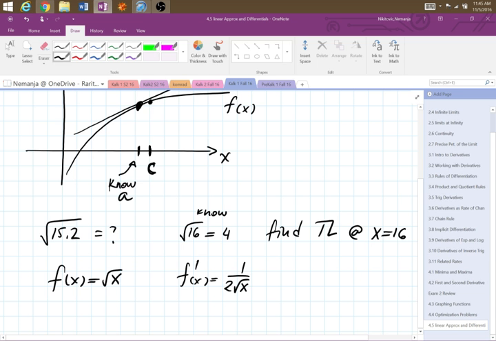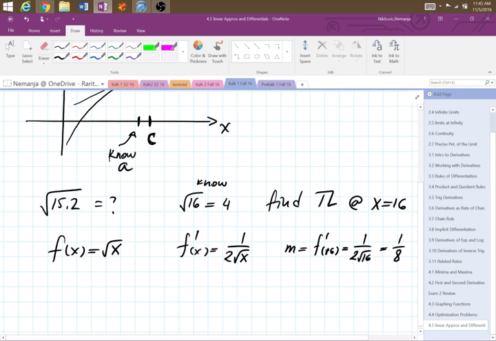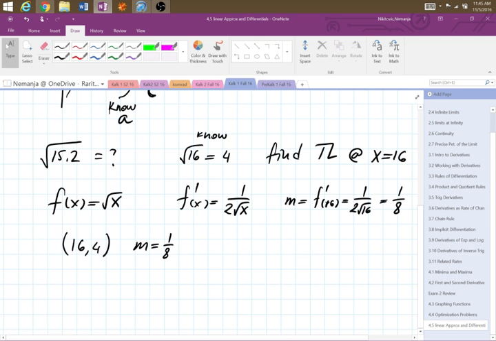And then when we compute that derivative at 16 in this case, 1 over 2 times square root of 16, we get 1 over 8. And that's the slope. That's the slope m. So now I have a tangent line. We have the slope, we have the x value, we need to compute y. So what do I have? I have a point (16, 4), and I have slope 1 over 8. So I can compute a tangent line easily.